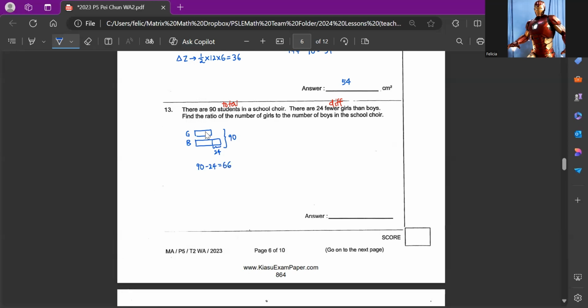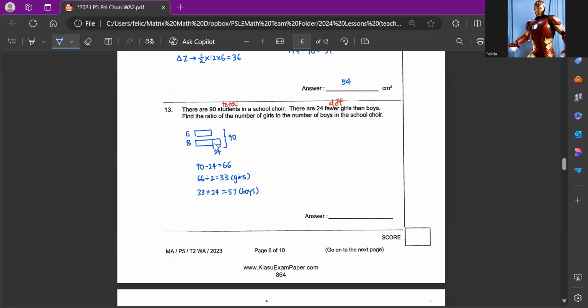So this will be 66. And then 66 divided by 2. So 33 means the number of girls, because that's 1 unit. Okay, you have to find boys also because they said ratio of girls to boys. So for boys is 1 unit plus the 24. Okay, so now we know there are 57 boys.